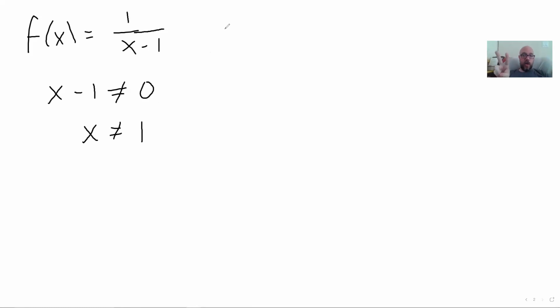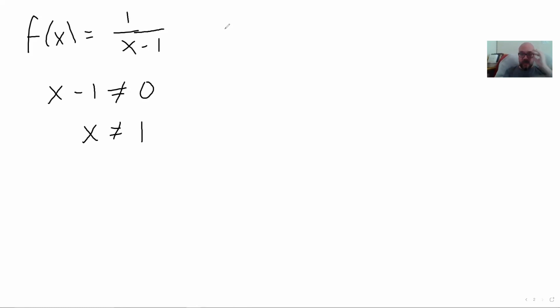Remember, there are only 2 major problems that we have. We could be dividing by 0, or we could be putting a negative under a square root. Clearly there's no square root. Dividing by 0 is the only problem, and as long as my bottom is not 0, we're okay. So that means I can put in anything that's not 1.